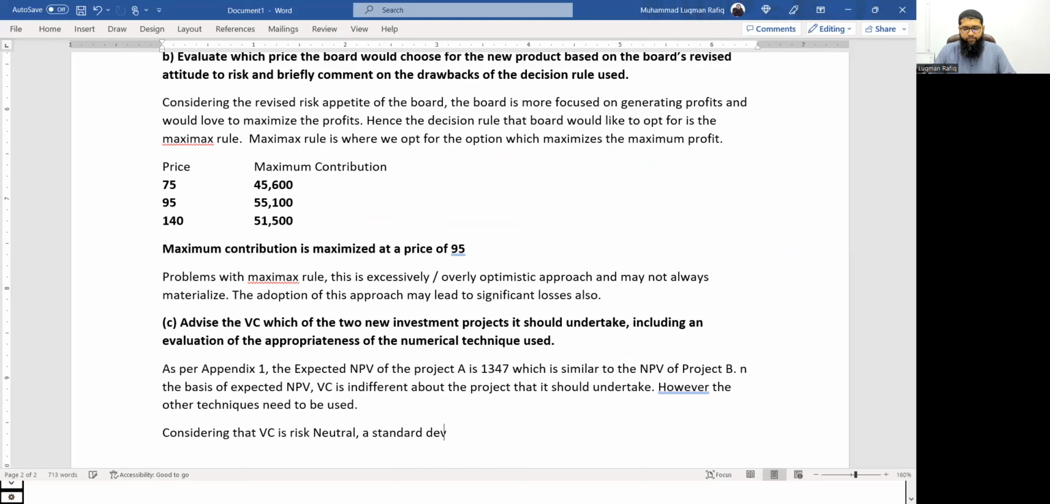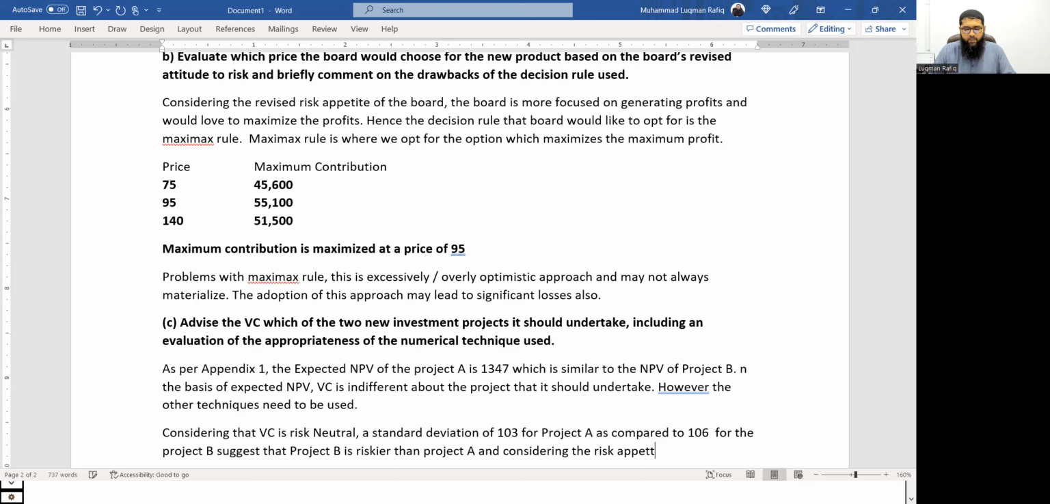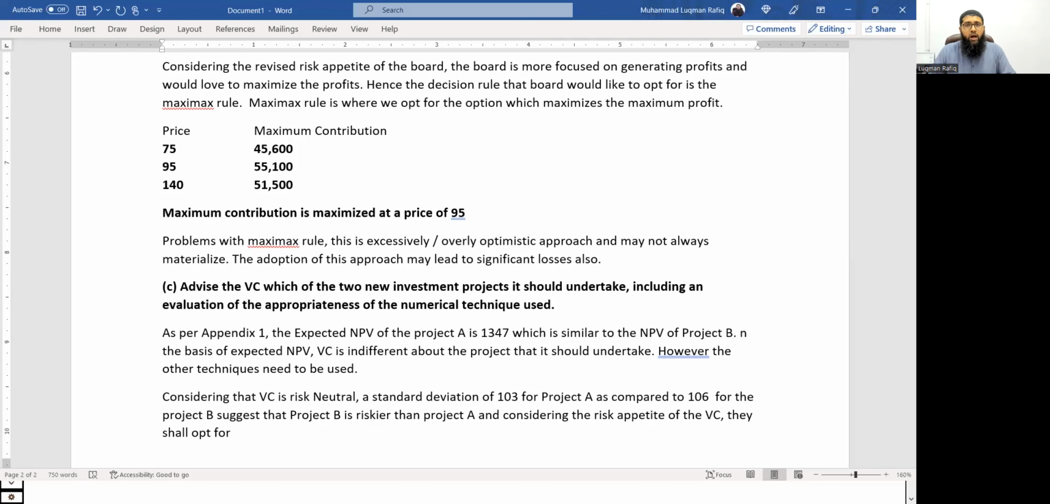A standard deviation of 103 for project A as compared to 106 for project B suggests that project B is riskier than project A, and considering the risk appetite of the VC, they shall opt for project A instead of project B.